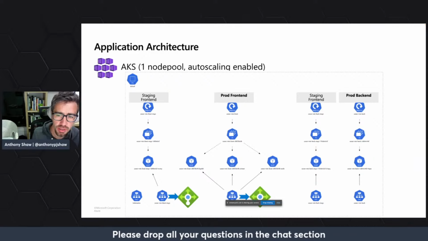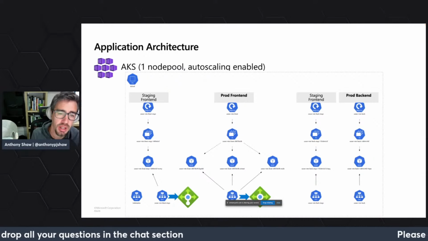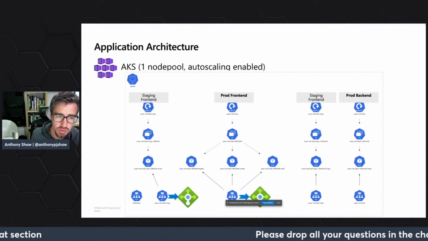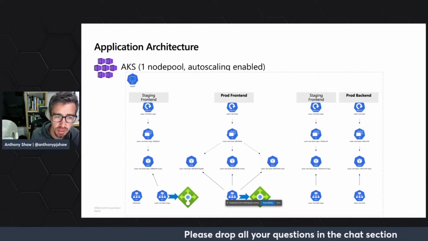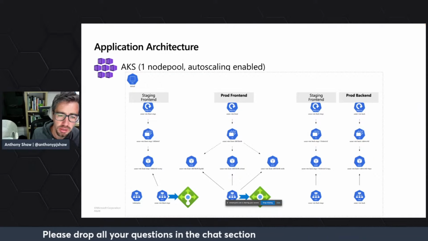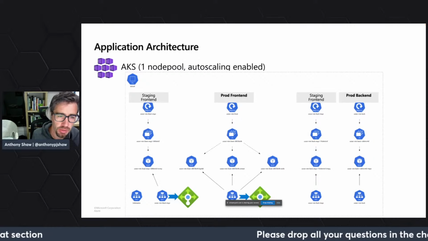And now we've also got different environments. So we've got a staging environment and a production environment. So in what is called a node pool, and I'll show you the node pool in a second, I'll switch to the portal. In the node pool, we've basically got a staging environment and a production environment.